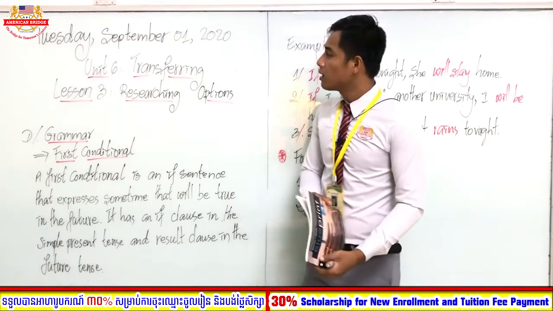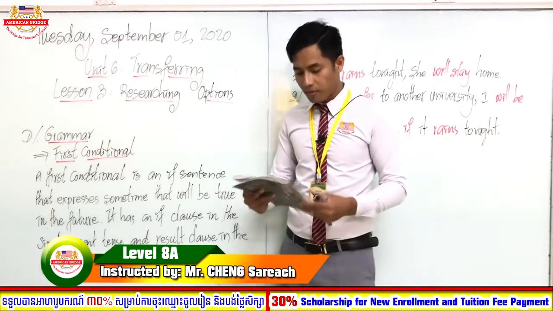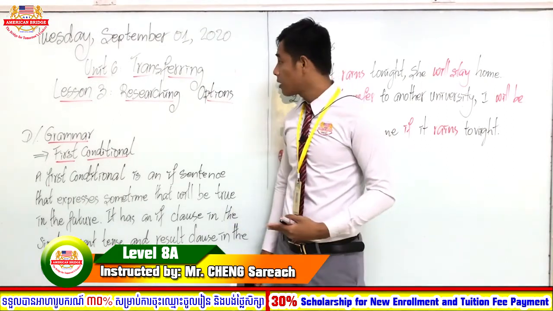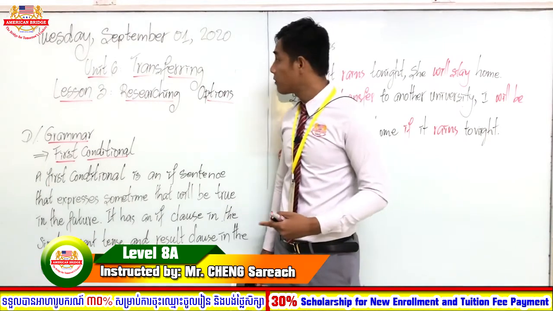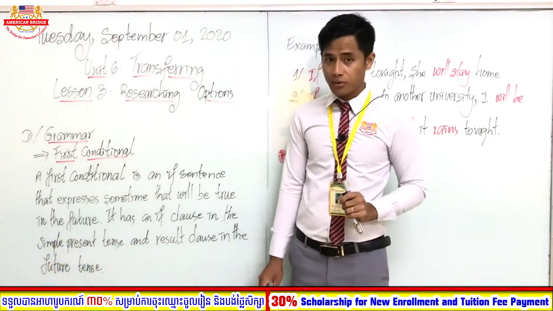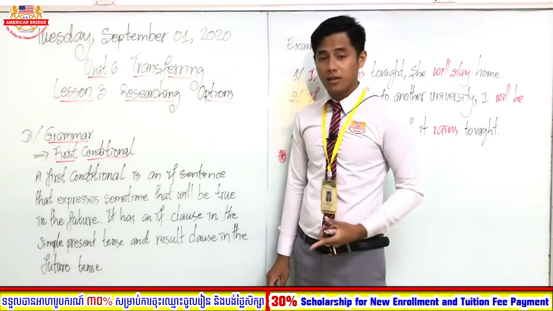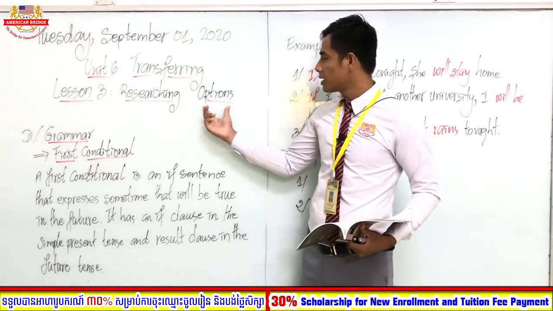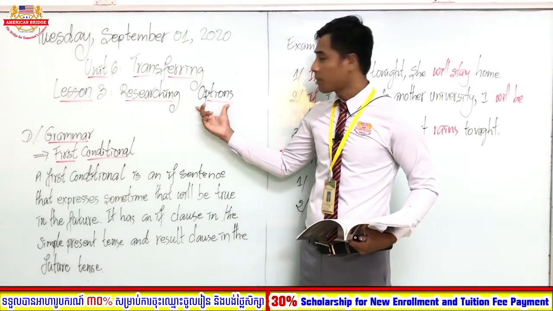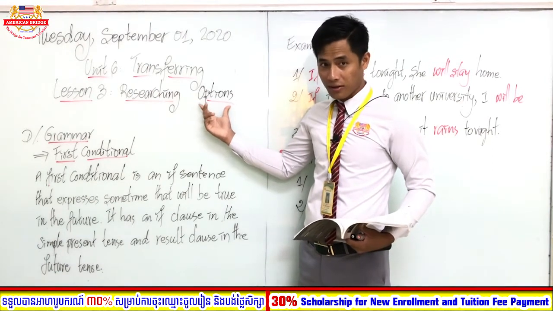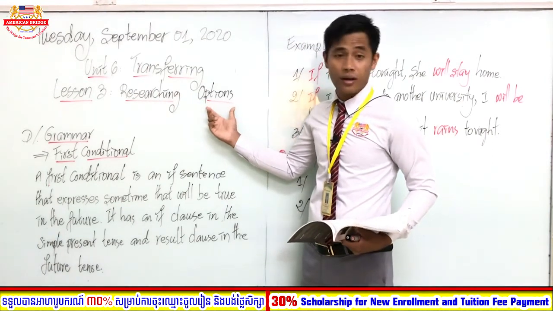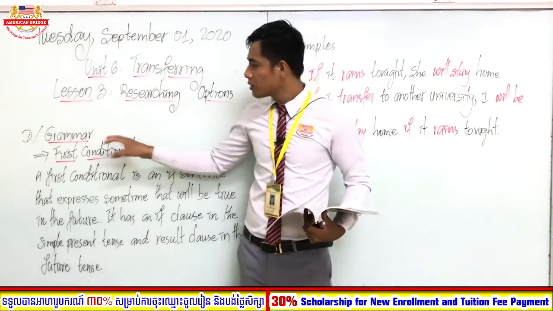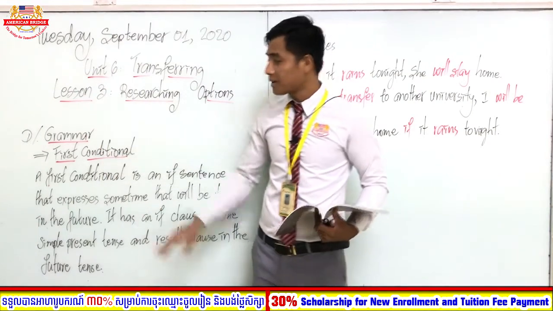And okay, everyone, for these two sessions, we are going to learn from Blueprint 3 only, okay? This is the first session, and we are going to continue our Unit 6 and lesson 3 as well, Researching Options. Option means things that we are going to search about, such as school or major, okay?